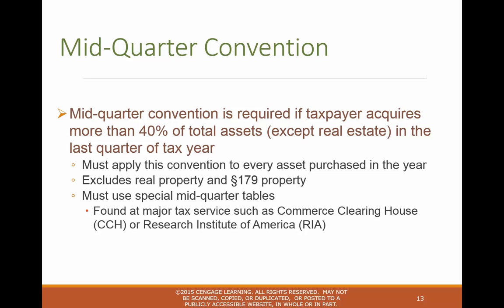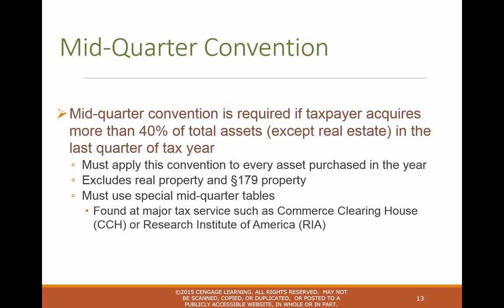If I acquire more than 40% of my total assets except real estate, which is just your personal property, in the last quarter of the tax year, they're not going to allow us to take a half a year in the first year. In other words, you can't use half year convention. You have to use mid-quarter convention. And that's a whole nother set of tables. And there's actually 4 sets of tables: acquired in quarter 1, quarter 2, quarter 3, and quarter 4.